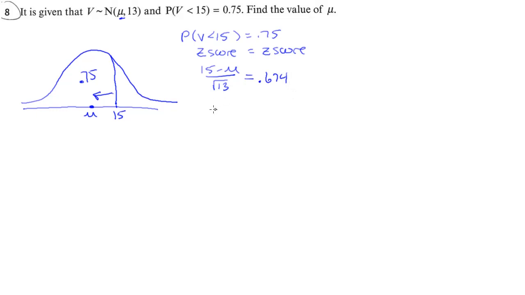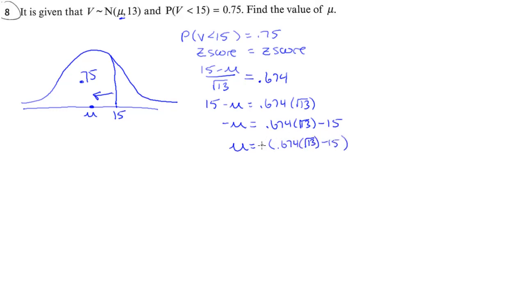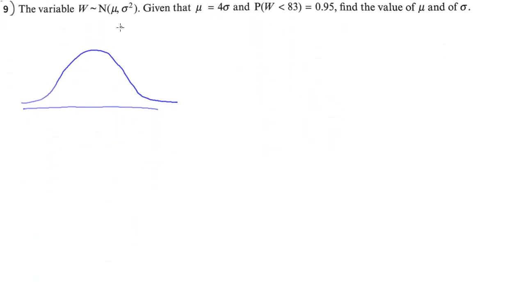Now all I've got to do is multiply both sides by the square root of 13, and then subtract 15, and then divide by -1, and I'm going to get my answer of 12.56 or 12.6.